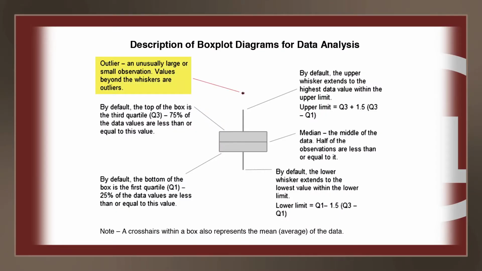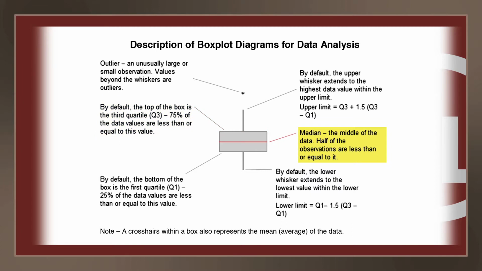Outlier: an unusually large or small observation. Values beyond the whiskers are outliers. By default, the upper whisker extends to the highest data value within the upper limit. By default, the top of the box is the third quartile. 75% of the data values are less than or equal to this value.